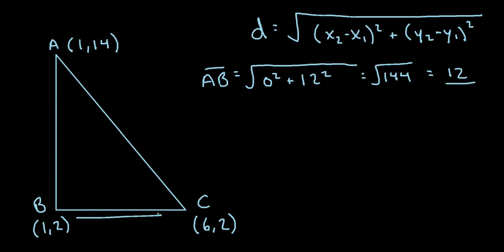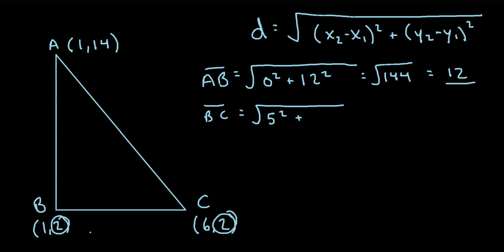Now we just need to repeat the process for the next two line segments. So let's find the distance of line segment BC. So we'll say BC is equal to the square root of, first we take the difference of the x values. So we'll say 6 minus 1 squared. 6 minus 1 is 5, so we get 5 squared, plus the difference of the y values squared, so we get 2 minus 2 squared. So 2 minus 2 is 0, so we just get 0 squared. So we get 5 squared is 25, plus 0 squared is 0, so we get the square root of 25, and the square root of 25 is 5.